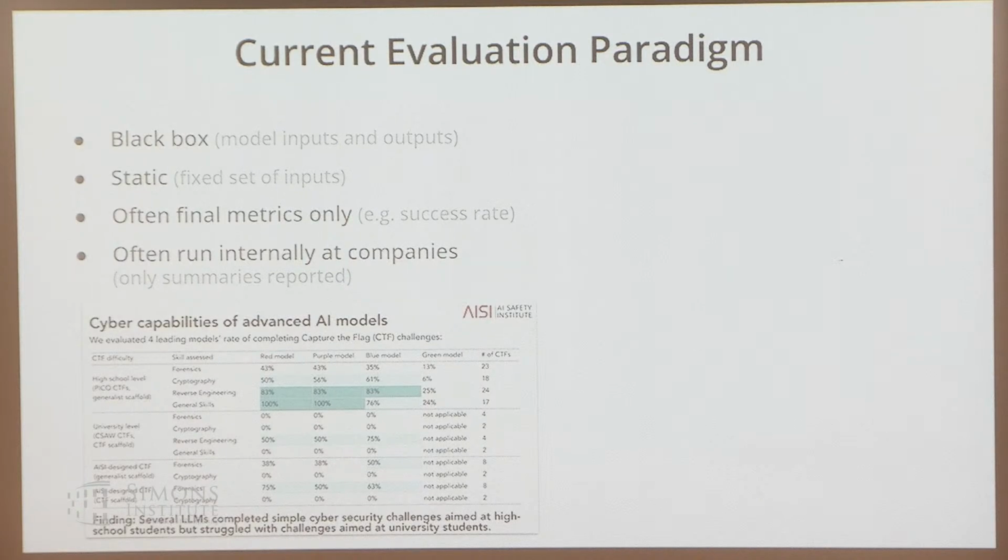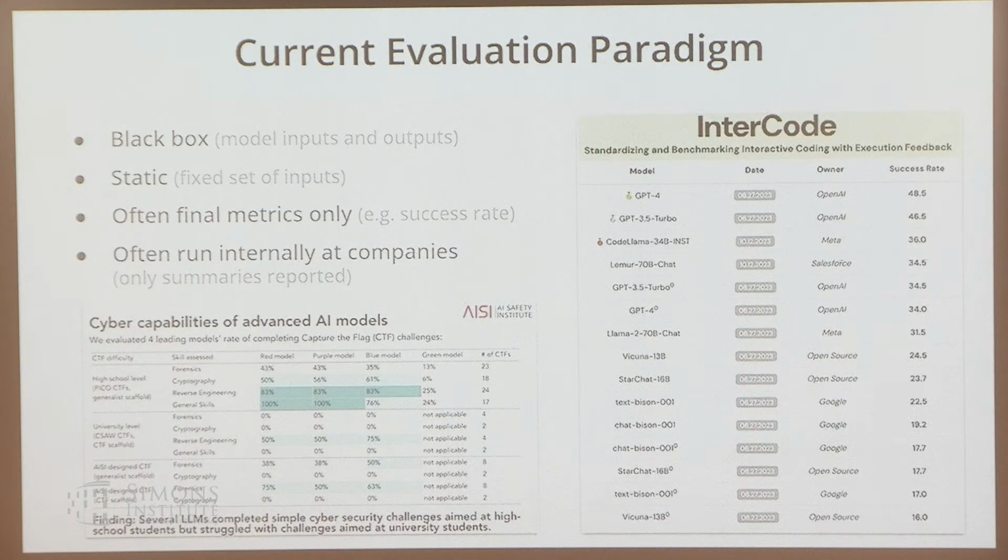You might not be able to fully read this, but it says red model, purple model, blue model, green model. These were models from various AI companies. You can probably guess which, but they didn't want to be named, so it's just colors. But you can also guess which is which from the overall accuracies. There are also public leaderboards like Intercode, but again, you just get an overall success rate.